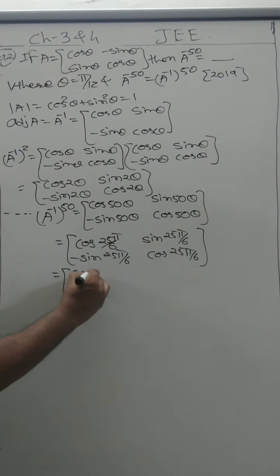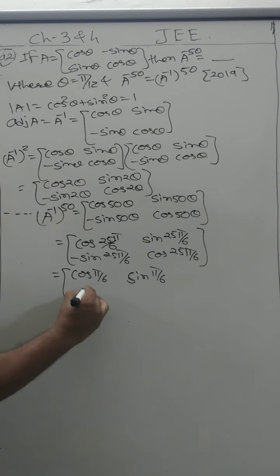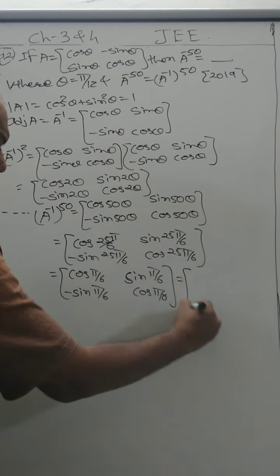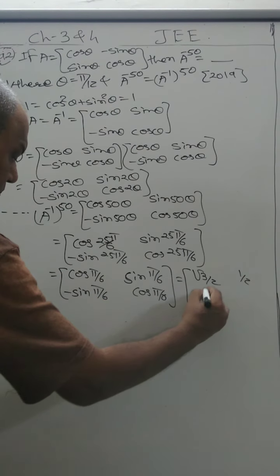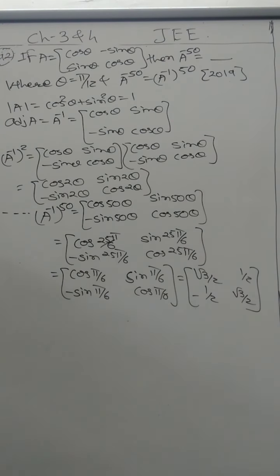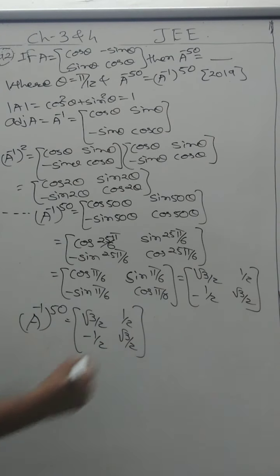So we have cos pi by 6, sin pi by 6, minus sin pi by 6 and cos pi by 6. So we know that the values are root 3 by 2, 1 by 2, minus 1 by 2 and root 3 by 2. So this way we obtain our answer: A inverse raised to 50 is root 3 by 2, 1 by 2, minus 1 by 2 and root 3 by 2. This is our answer. Okay, then we go for the next, 93.